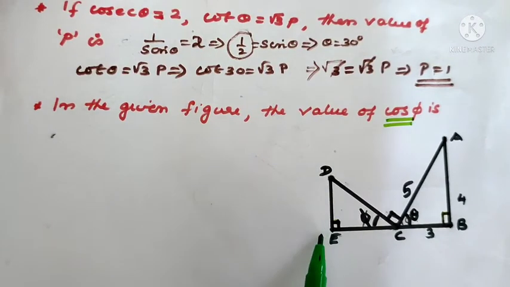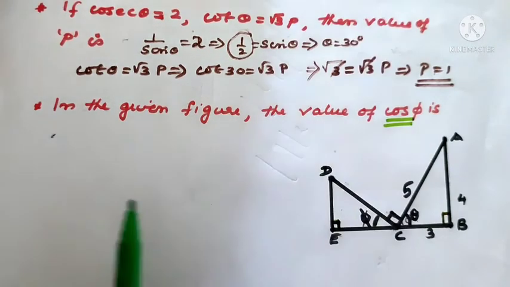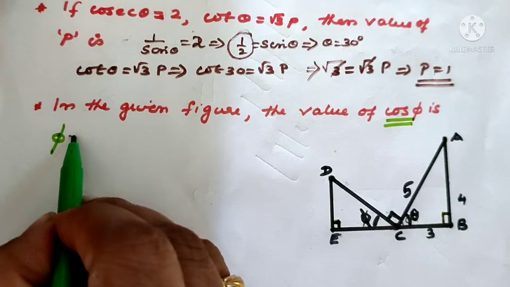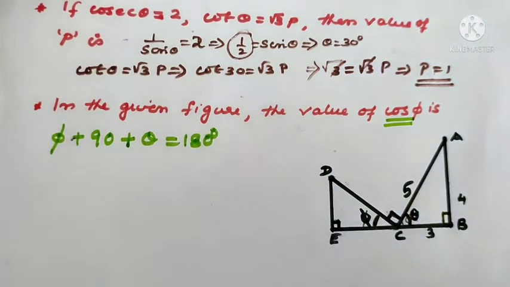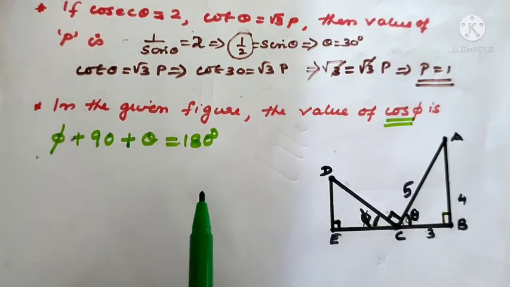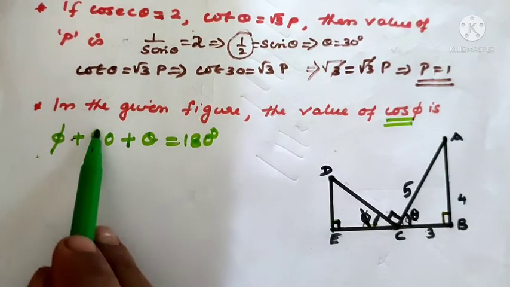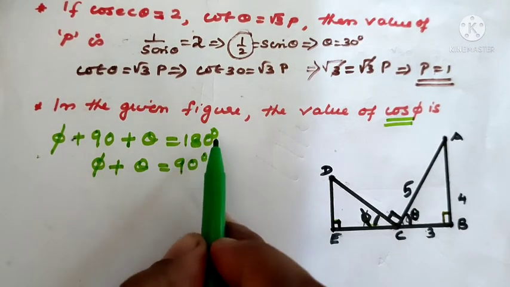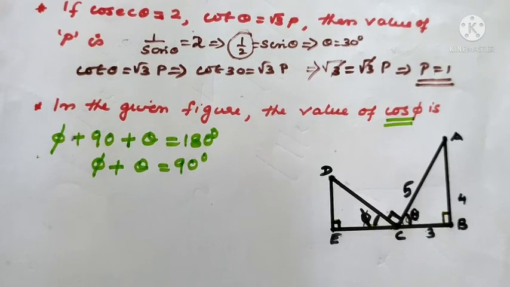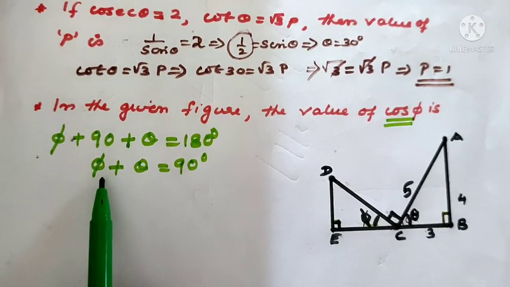Cos phi means we have to go to this triangle ECD, but no value is given. So what we can use here is, as you know, that it is a straight angle. When you consider phi, then 90 degree, then theta, all these angles are equal to 180 degree. See, this is a straight line only. So the sum of these angles is equal to 180 degree only. Now if I reduce 90 degree, phi plus theta equal to 90 degree, because 180 minus 90 we have done, right? Now we got one equation, phi plus theta.